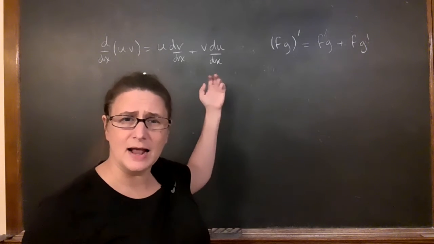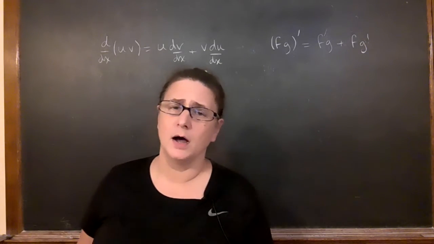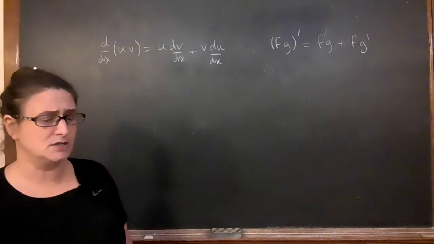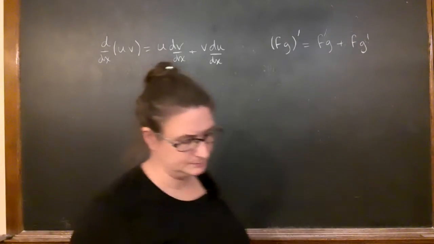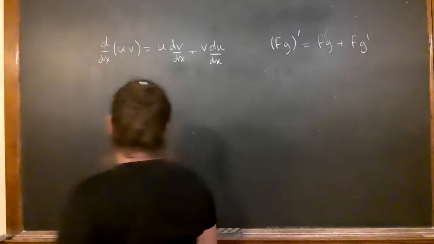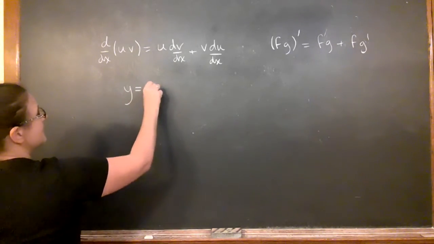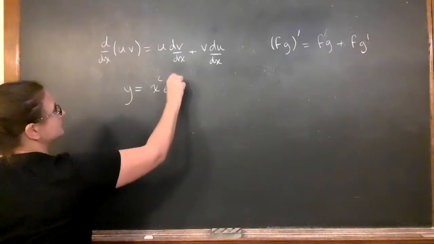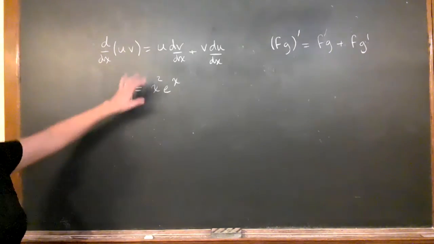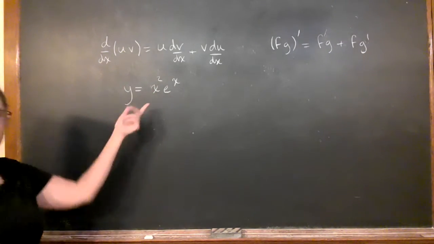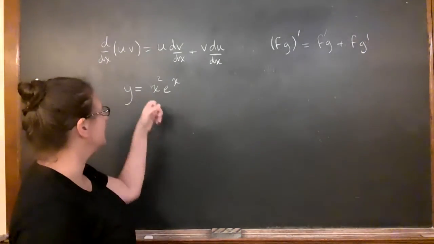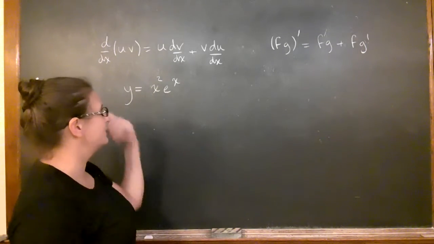You don't really even have to write down the rule. Once you start using it, you'll know it pretty well. It's just a question of practice. So, for example, let's differentiate x squared e to the x. Okay? If I'm using this rule, it doesn't matter which one is which. I can pick u as x squared and v as e to the x.